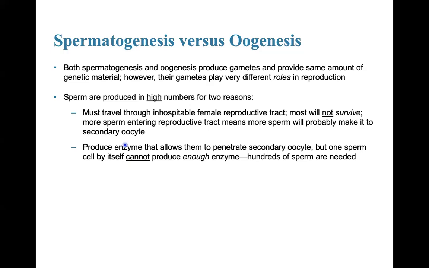Sperm are produced in high numbers for 2 reasons. They must travel through the inhospitable female reproductive tract, most of which will not survive. More sperm entering the reproductive tract means more sperm will probably make it to the secondary oocyte. They also produce an enzyme that allows them to penetrate the secondary oocyte. But one sperm by itself cannot produce enough enzyme. Hundreds of sperm are needed for that to occur.